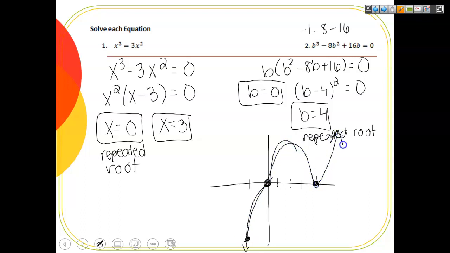Up. Hit, but not cross. It's going to come up, hit, but not cross because it's a repeated root. You still have 2 extrema happening in there, making it a cubic. A max and a min. You still see your two extrema even with a cubic root.